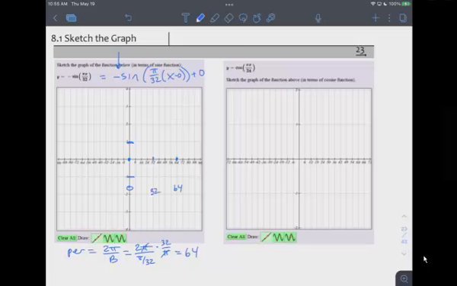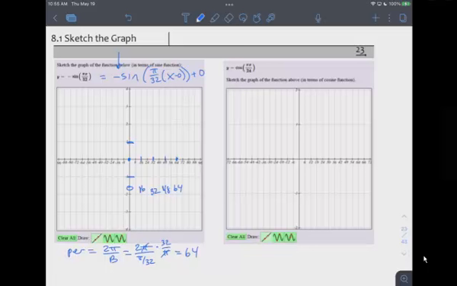And then we cut each of those in half as well. So halfway between 0 and 32 is 16. And halfway between 32 and 64 is 48. So those are our 5 critical points for this graph.